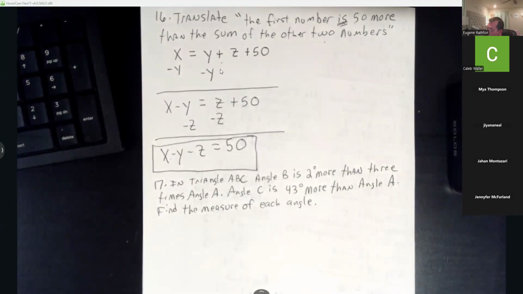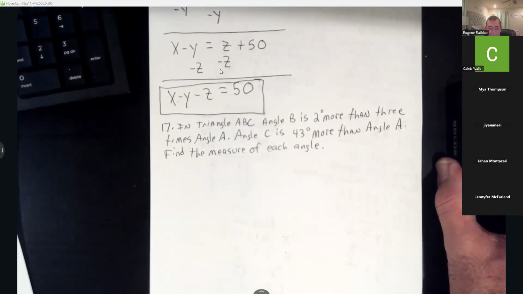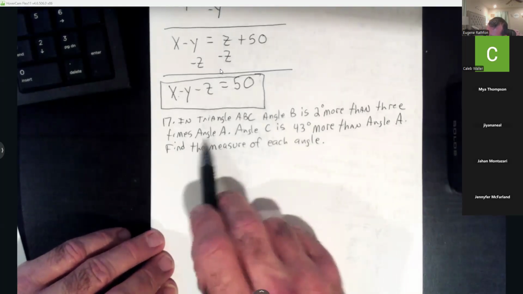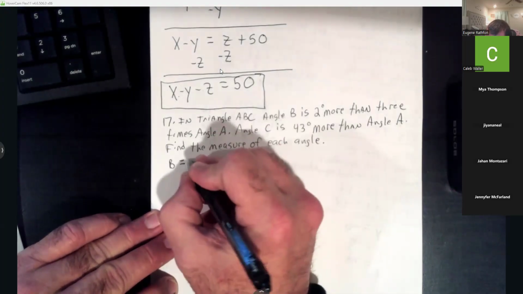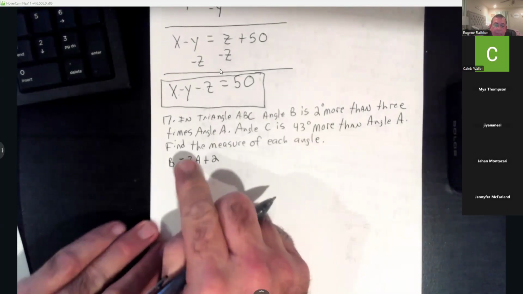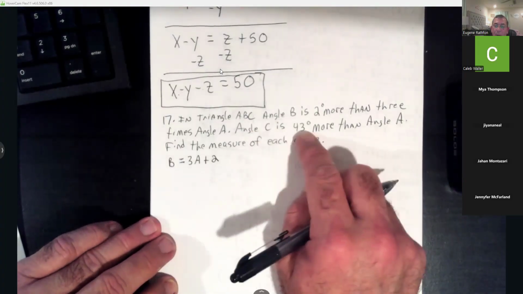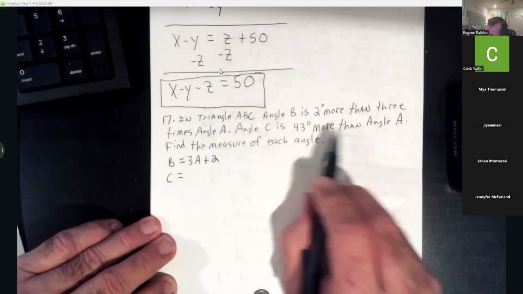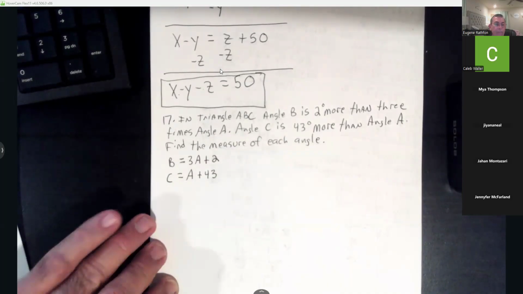All righty, so y'all going to have to know my third equation. I'll get the first two, and then y'all got to know the third one. All right, so the first one, B is 2 more than 3 times A. That's going to be B equals 3 times A plus 2. Now, in a second, I'm going to move that A to the other side and make it negative, remember? All right, my second equation, C equals 43 more than A. So that'll be A plus 43.